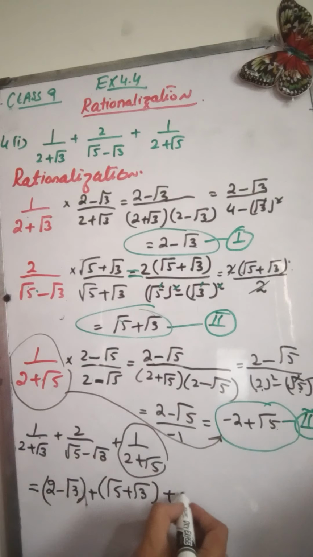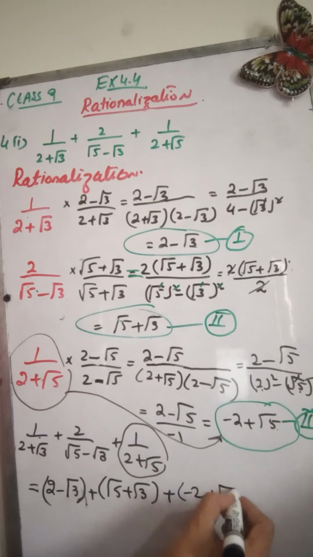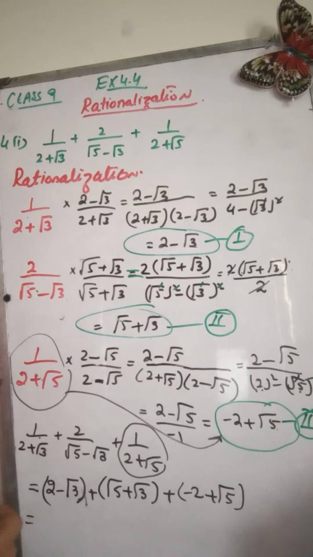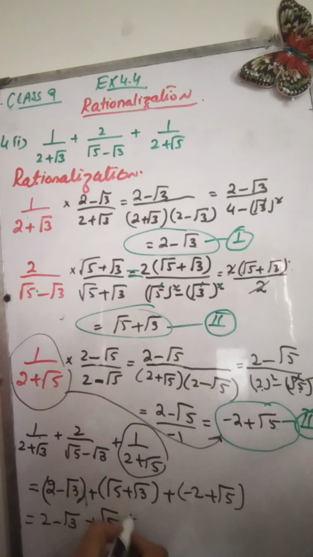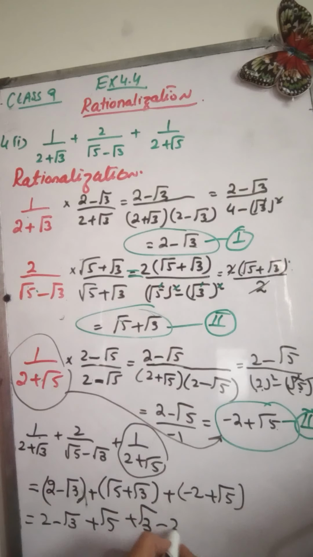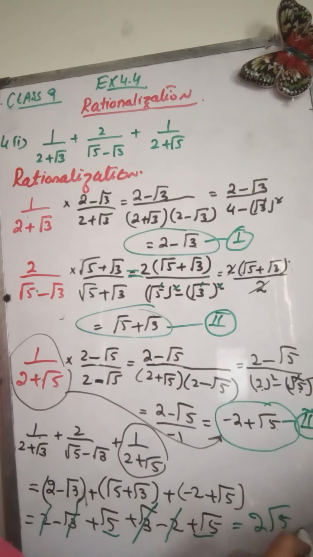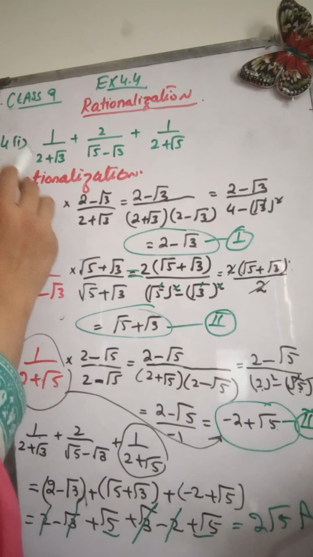So write down minus 2 plus √5. Now 2 minus √3 plus √5 plus √3 minus 2 plus √5. Now 2 can be cancelled out with negative 2. Negative √3 will be cancelled out with positive √3, and √5 plus √5 will give us 2√5, which will be the answer of the addition of these three fractions.